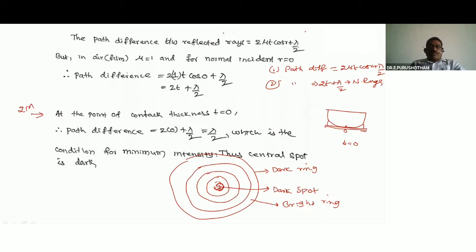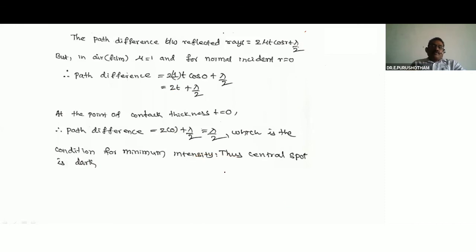So substituting in the above formula, 2 into 0 is 0. So lambda by 2, this is the condition. What is this condition? Minimum intensity condition. Minimum intensity means dark. So we observe the dark spot at the center. Or simply, the simple answer: at the center we are observing a dark spot.